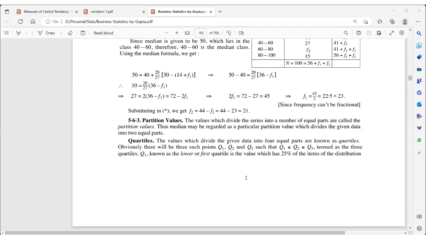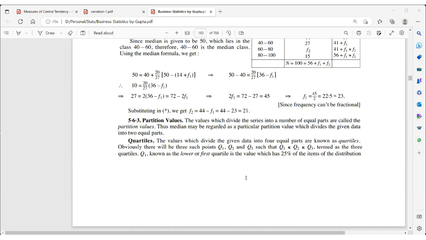Partition values. Like we did the median, similar to the median there is one more thing called partition values. Median is a value which lies in the middle of the whole data, so the median is also called a positional value. In a similar way, we further divide the positional averages into quartiles, deciles, and percentiles. I'll tell you what those are.